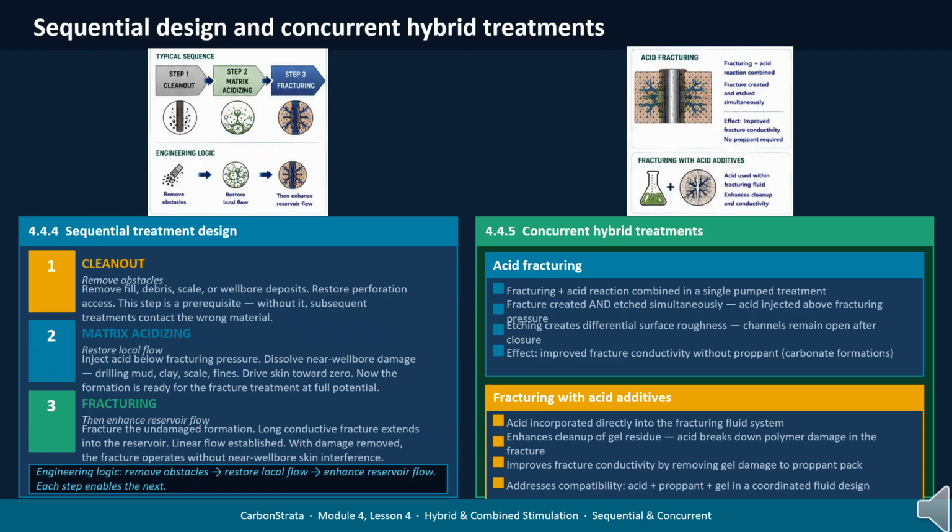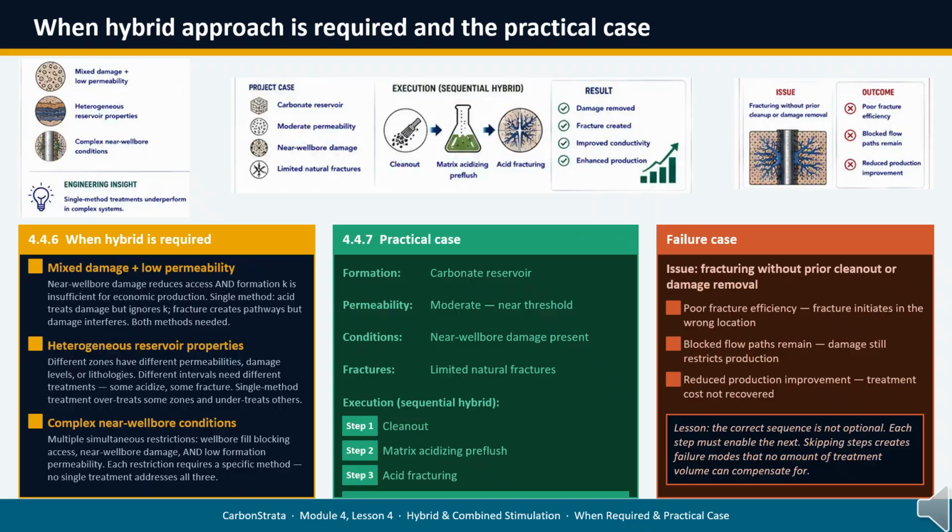Now read this slide correctly. Sequential is about dependency. Concurrent is about interaction. Choosing between them is not preference. It depends on whether the problem requires preparation in stages, or combined action at the same time. This is where hybrid stops being optional.